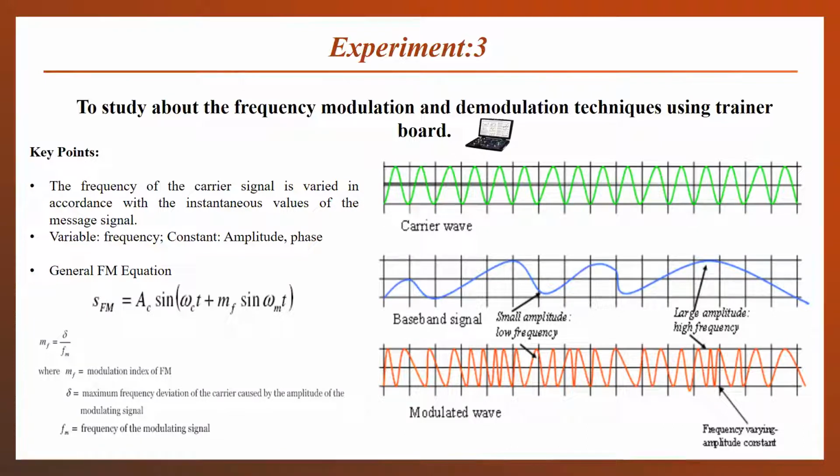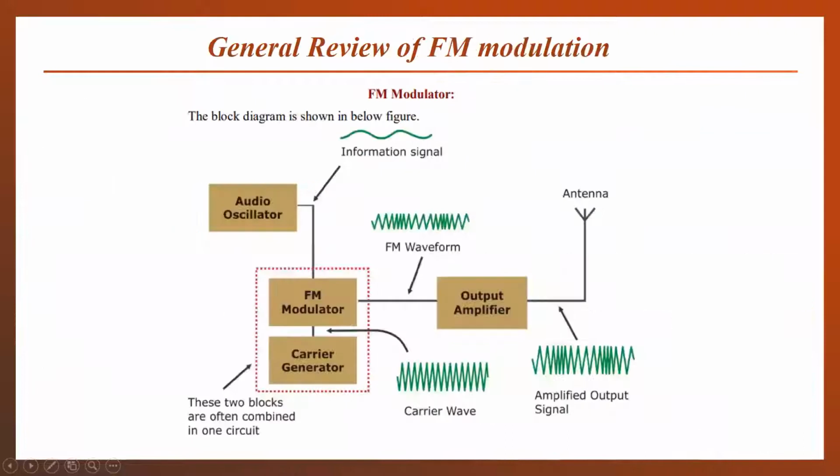So we have to learn about the FM modulated and demodulated waveforms. We will observe them on the CRO, and we will calculate the modulation index. How to calculate? We will calculate the deviations in the frequency of the carrier signal, and then these deviations will be used to calculate the modulation index of our transmitted signal.